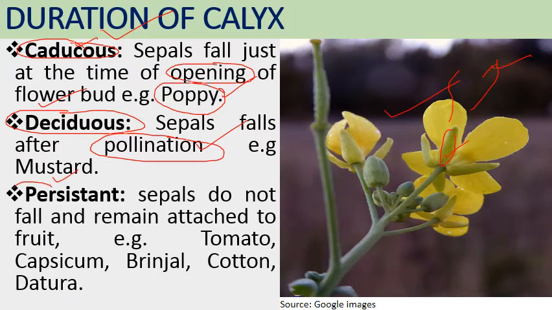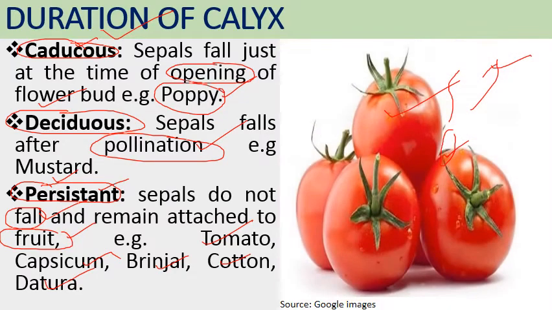Next comes third category, which is persistent. Persistent means they stay up to the maturity of flower. Sepals do not fall. ये जो sepals हैं गिरते नहीं हैं and remain attached to the fruit. और fruit में attached रहते हैं. For example, in case of tomato, capsicum, brinjal, cotton and datura. We are familiar with these plants, जिसमें हम देख सकते हैं अपनी daily life में.